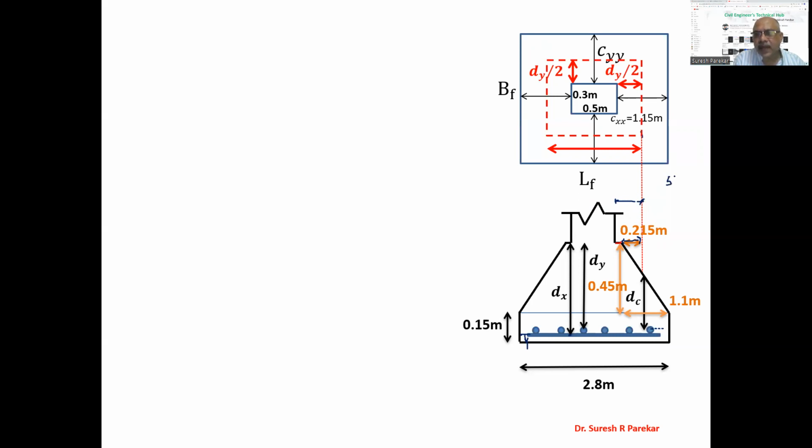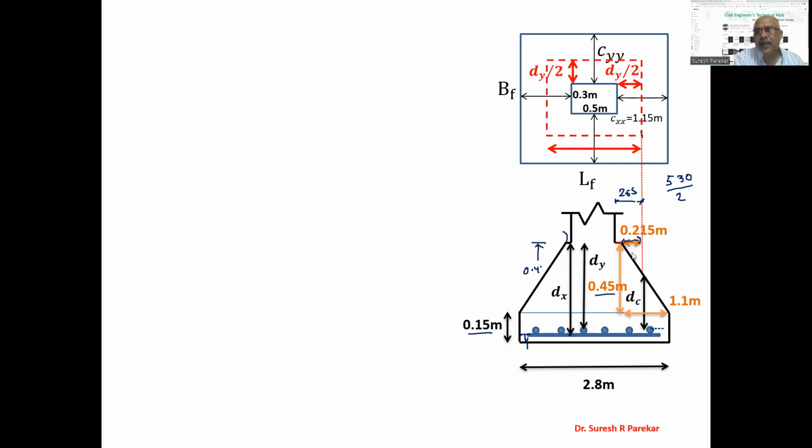Dy we have 530, so we will get this value by 2. So it comes 265. Now we have 50 millimeter, that is offset. If I subtract 50 millimeters, then I will get this value beyond offset as 0.215 meter. Now this is 0.45 because we have taken 0.15, and overall depth, if you see, we have 600 millimeter. So it becomes 0.45 meter. So 0.45 plus 0.15 becomes 0.6 meter, that is 600 millimeter.